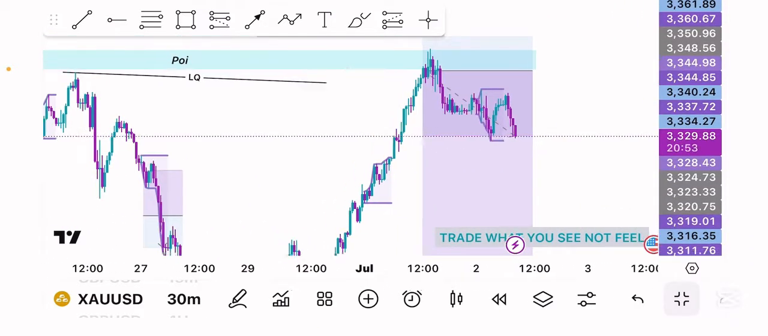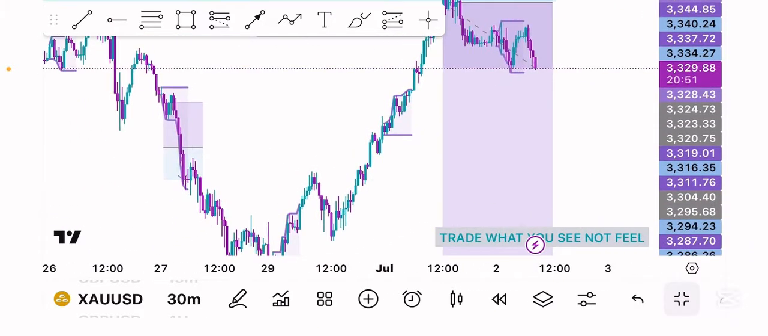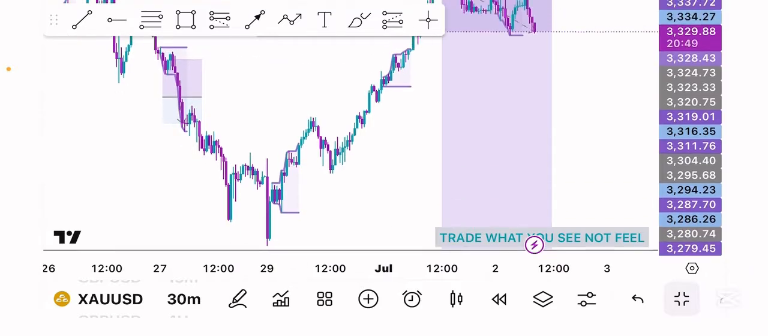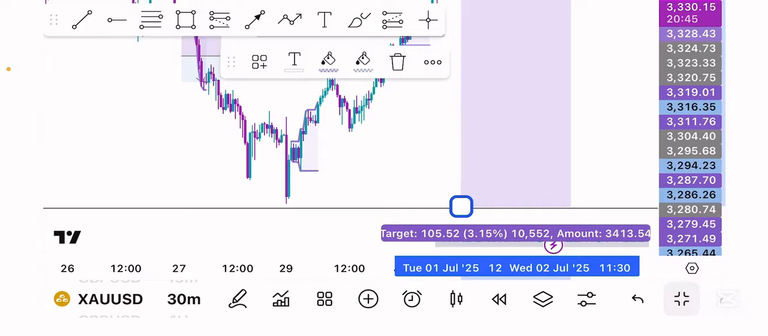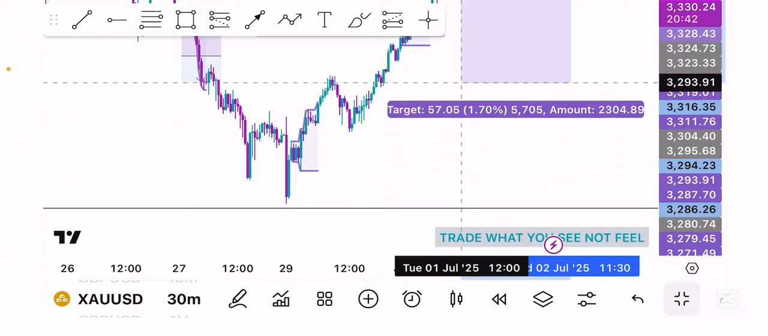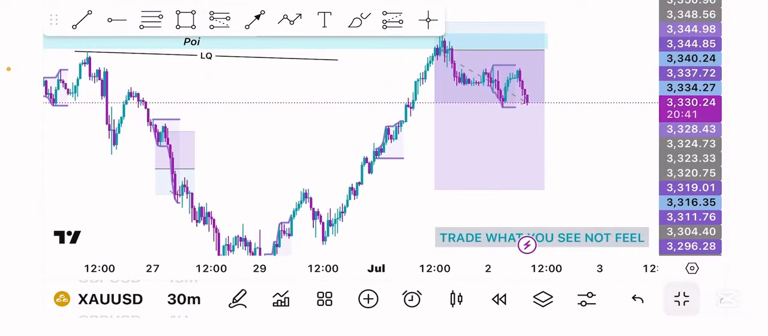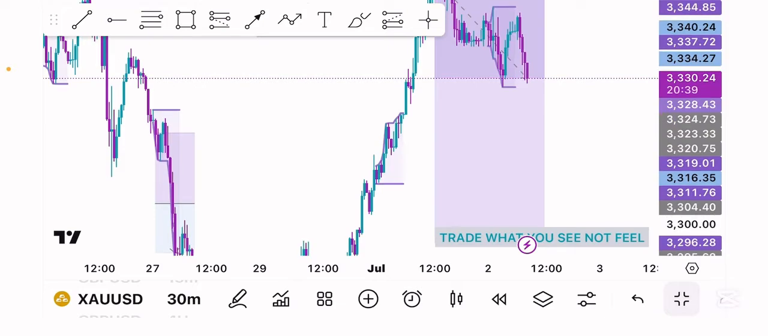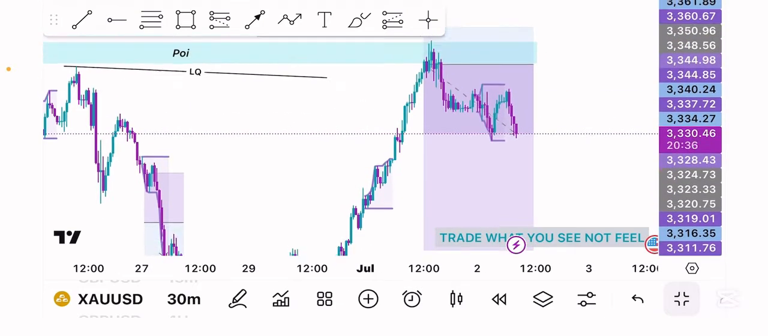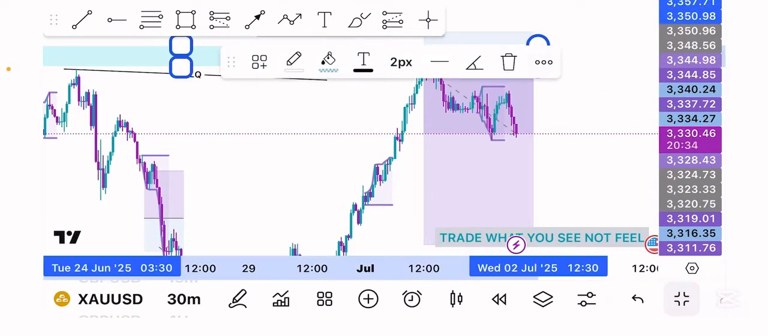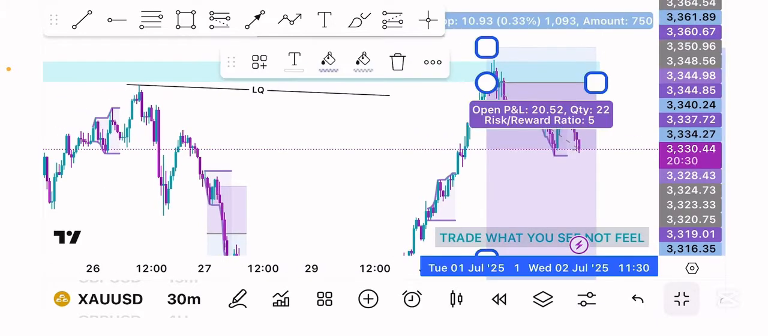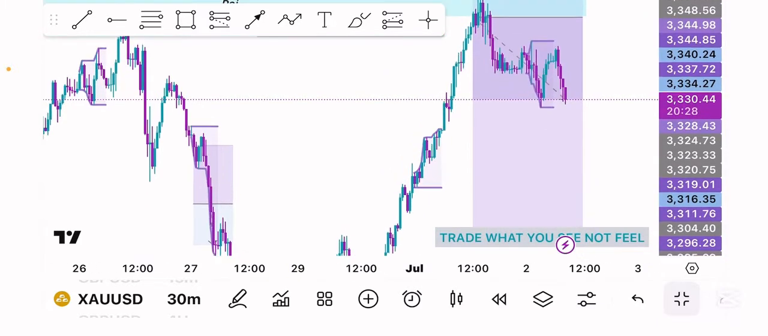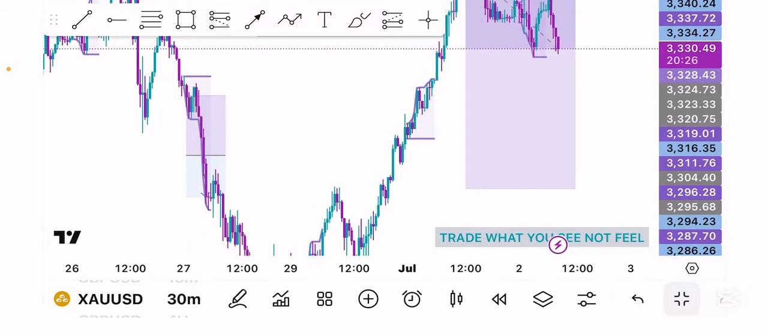As you can see, the trade is moving to my direction gradually, and my target is at least 3R, which is this zone. So I'm currently on a gold trade, and it is what it is.